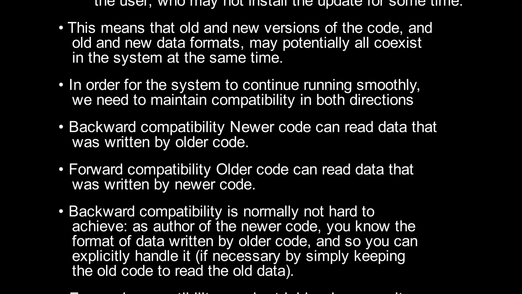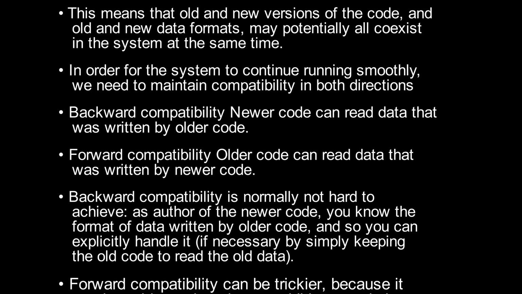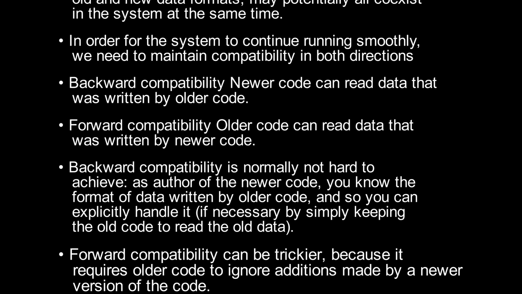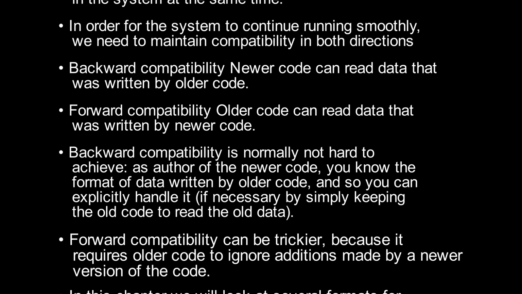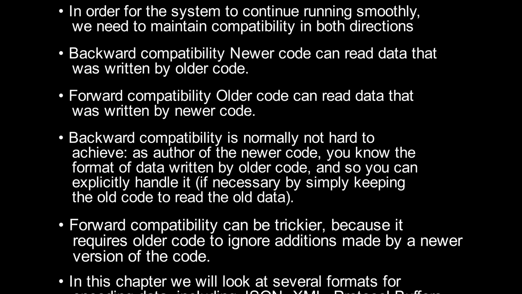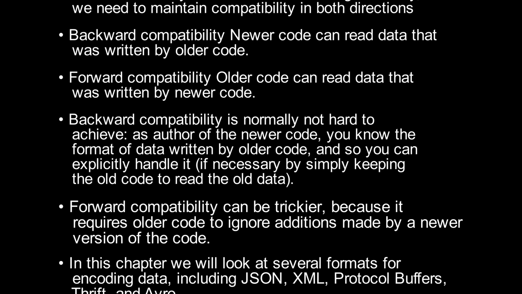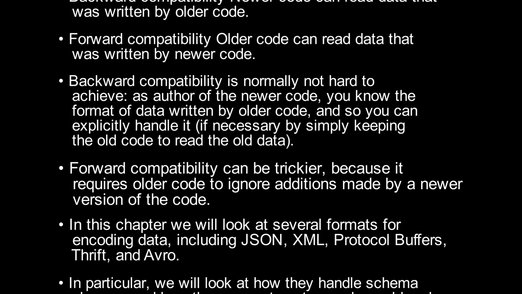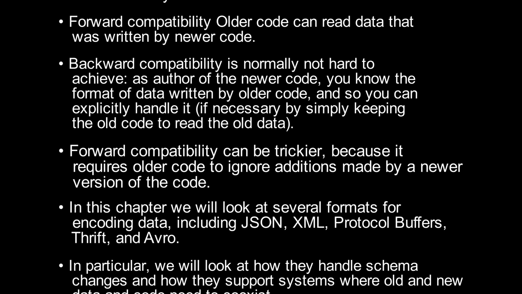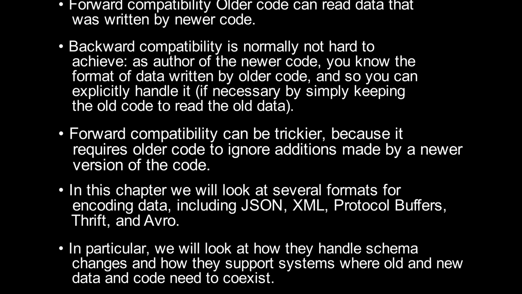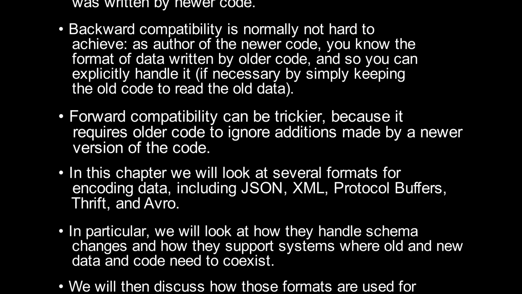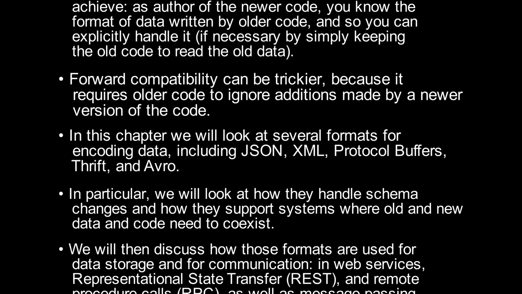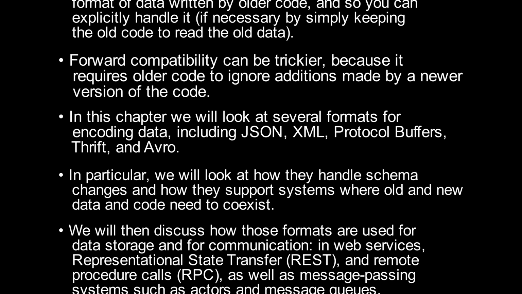Backward compatibility is normally not hard to achieve. As author of the newer code, you know the format of data written by older code, and so you can explicitly handle it if necessary, by simply keeping the old code to read the old data. Forward compatibility can be trickier, because it requires older code to ignore additions made by a newer version of the code. In this chapter, we will look at several formats for encoding data, including JSON, XML, Protocol Buffers, Thrift, and Avro. In particular, we will look at how they handle schema changes and how they support systems where old and new data and code need to coexist.